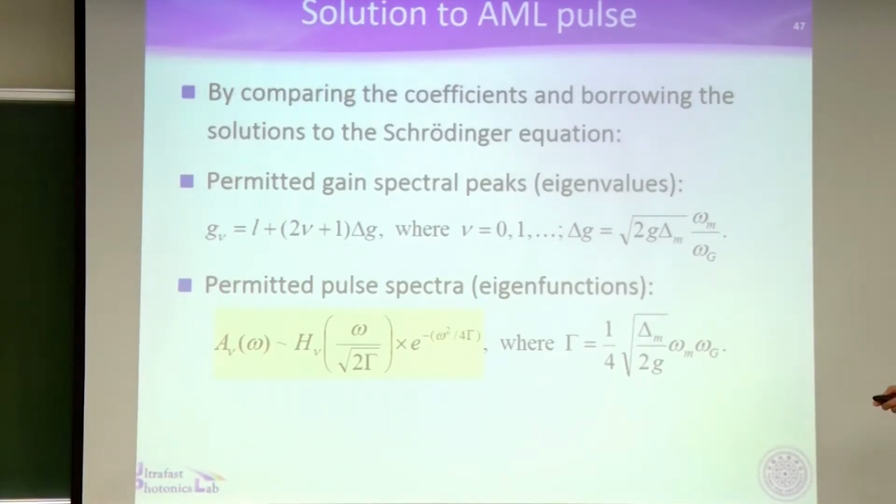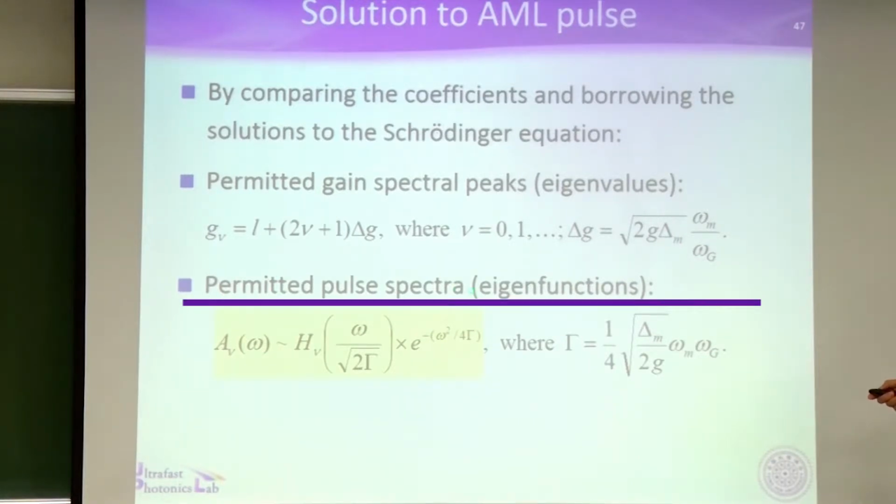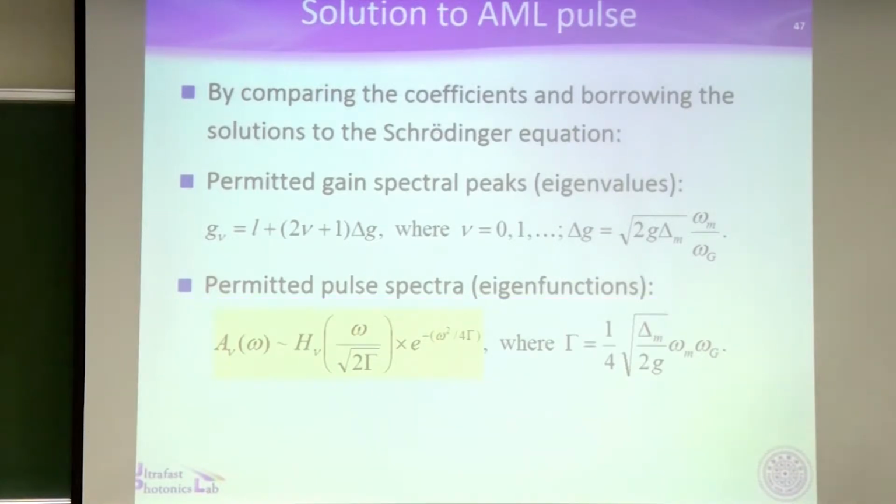Okay? Besides, we have permitted pulse spectra, eigenfunctions. They are also Hermite-Gaussian functions. A sub nu of omega means the spectrum of the nu-th permitted pulse spectrum in actin-Molac laser. Remember, it's a frequency domain function, frequency domain solution. Omega is spectrum, right? So spectrum is Hermite-Gaussian. Time domain is not Hermite-Gaussian. Just be careful, okay? And the gamma coefficient is determined here.